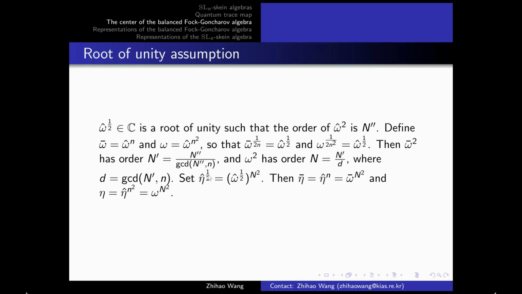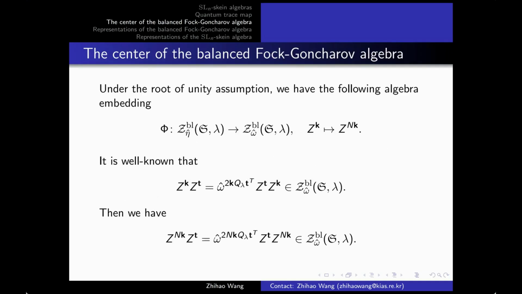And here we set this complex number, the square root of eta bar, to be this. This here is the capital E square. And then similarly, we can define the eta bar and eta. This is just the convention. You don't have to remember this clearly, just have a rough picture, then that's okay. Okay, so now let's look at some other central elements with this root of unity assumption.